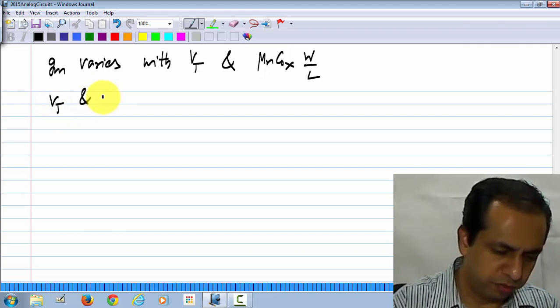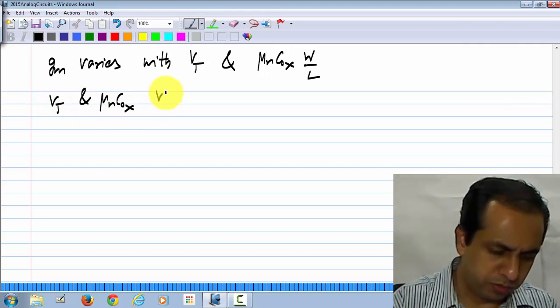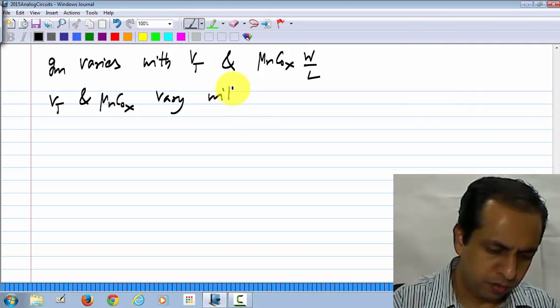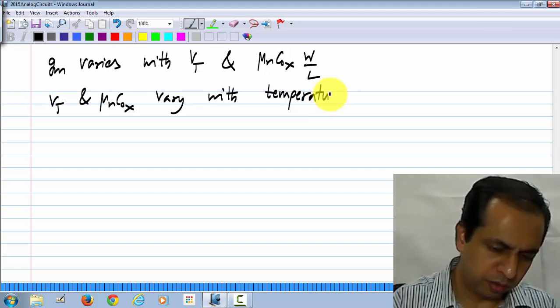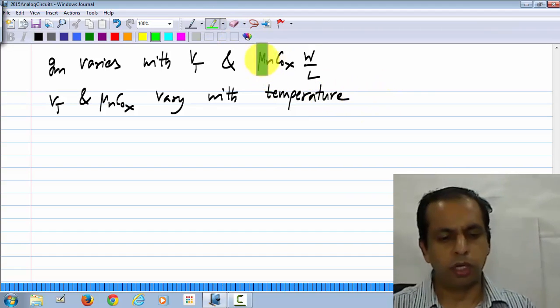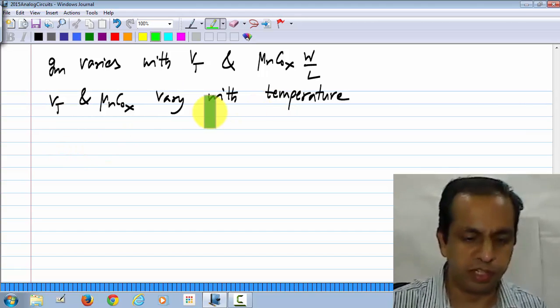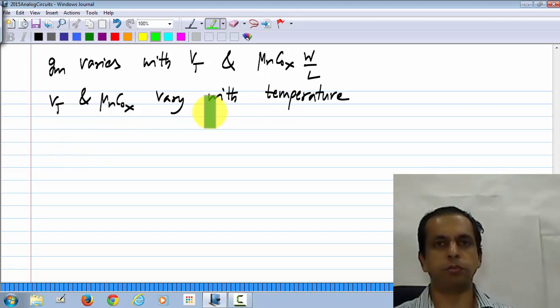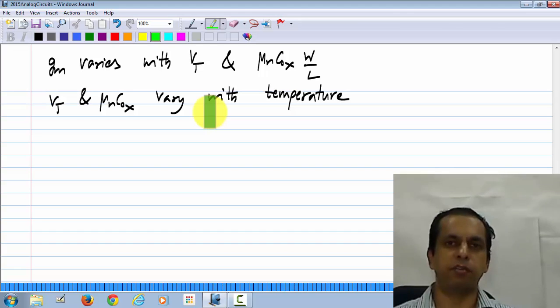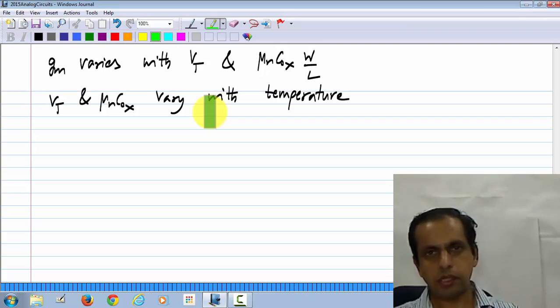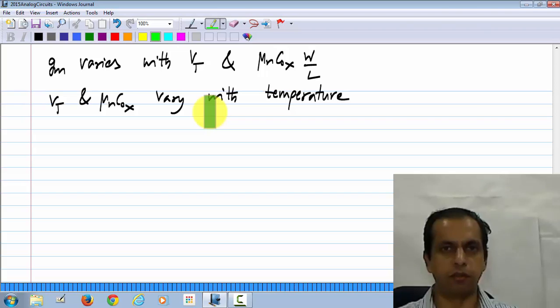And both Vt and mu and Cox vary with temperature. Knowing how much this varies and how much Vt varies, you can calculate the minimum and maximum quite easily. The range of GMs may be quite large. So if you want an amplifier of gain 10, you could be getting anywhere between 5 and 20 or something. So we would like to keep a tighter control of the gain or GM. So what do we do?